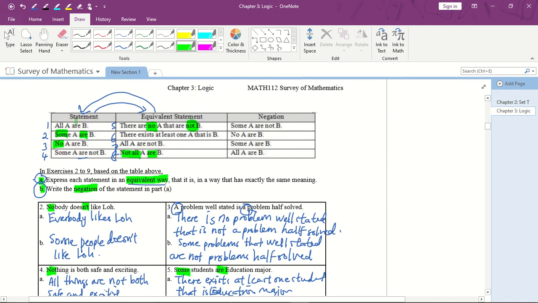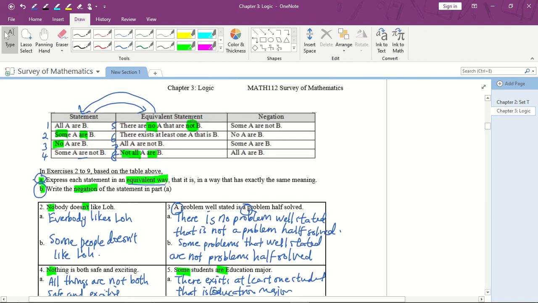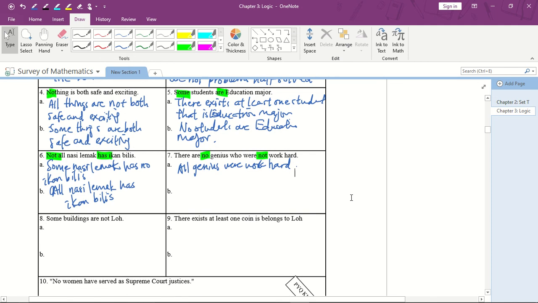So the equivalent will be the first statement, all A are B. Okay, so you can write here, all geniuses will work hard. And of course the negation will be the statement on the right side here, some A are not B. Okay, so it will be some geniuses will not work hard.